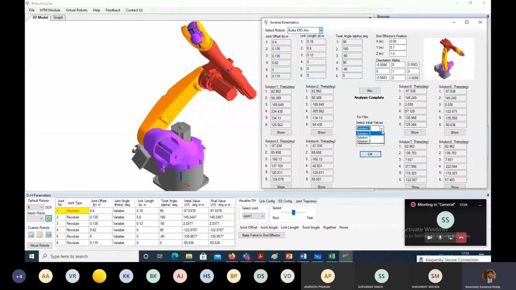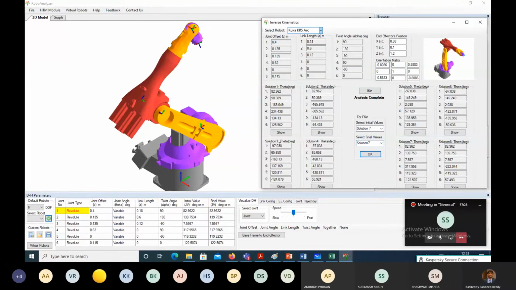Similarly, select solution 6, final values. This again will change. Solution 7, final values. It will again change, and so on. Or you can just directly click this show. Let us do it this way.